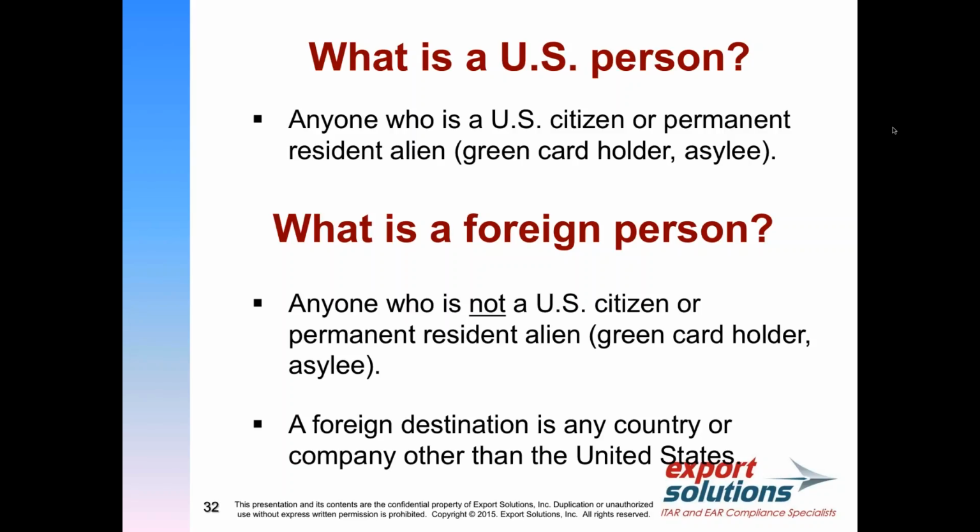Now, what's a foreign person? The answer to that one is a lot easier. Anyone who doesn't fit the definition of a U.S. person. Everyone else who's not a U.S. person is a foreign person. So if they're not a U.S. citizen, don't have a green card, they're a foreign person.